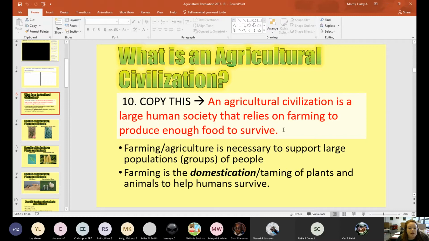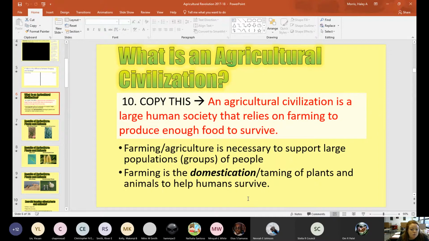We went over this yesterday. An agricultural civilization is a large human society that relies on farming to produce enough food to survive. Farming and agriculture is necessary to support large populations of people. Like we talked about yesterday, there are 7 billion people in the world, so agriculture is completely necessary for us to be able to live at this point. Farming is the domestication of plants and animals to help humans survive. We talked about that too.